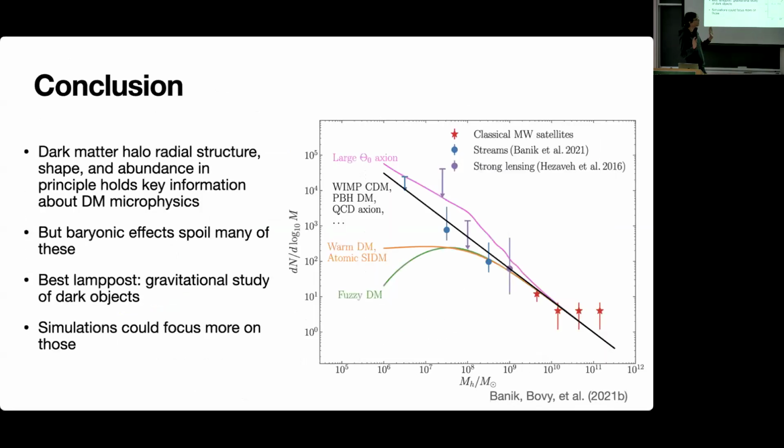So I'll stop here by concluding that I think observations of radial structure and substructure abundance are very useful for constraining dark matter models, but the baryonic effects are very severe. My pessimistic view is that if baryons are involved too much, there's really little we're going to learn. And so that's why I think the best thing to do in the future is to gravitationally study dark objects directly. I think we should put resources into simulating those to figure out exactly what to expect for these dark objects.